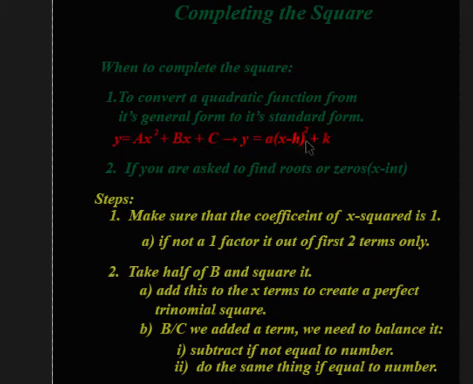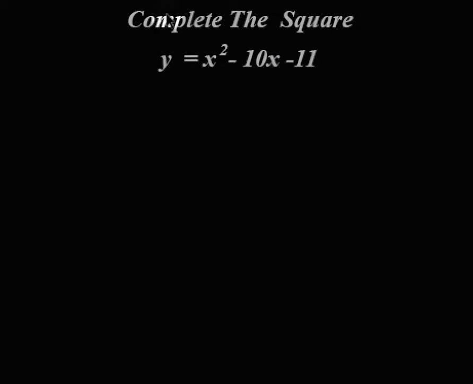But if we're finding intercepts and you subtracted that c over, then whatever you do to one side, you do to the other side. That's what the bottom line means. So this one's for your x-intercepts, this one's if you're going to standard form. All right? So recap, make sure it's 1. If not, factor out, add half of b squared, do the opposite over here. All right, so let's see it in action with this example here.